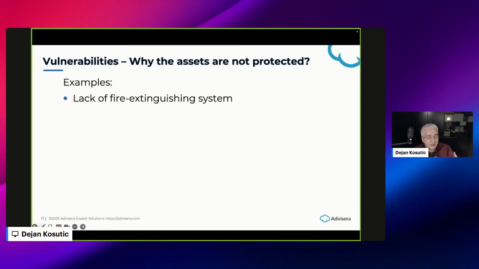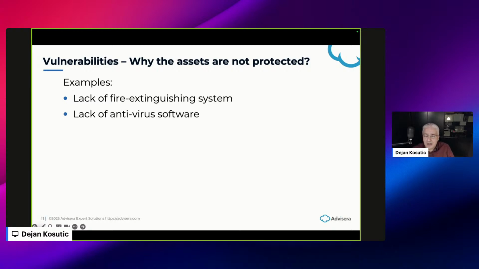Vulnerability is basically, I would say, the state of these assets which enables the potential problem to happen, right? So if your server room does not have a fire extinguishing system, this is a vulnerability, because the fact that there is no such system actually enables a fire to break out, right? So vulnerability is basically the reason, so to say, that a threat could actually materialize.